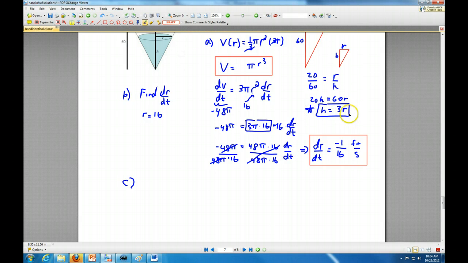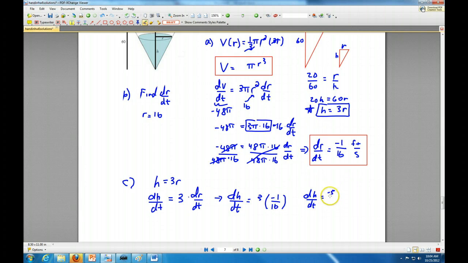If you know how h and r are related, then you know how their derivatives are related. If h is equal to 3r, then you take the derivative and you get that dh/dt, since h is changing with time, is 3 times dr/dt. So whatever you get for dr/dt, just multiply it by 3. That's why we end up with dh/dt being 3 times negative 1 over 16 from part B. So dh/dt is negative 3 over 16. Units, feet per second.